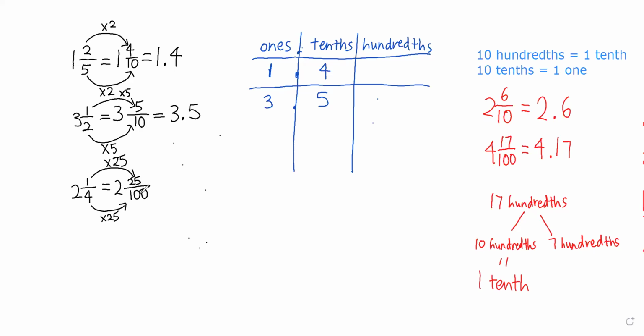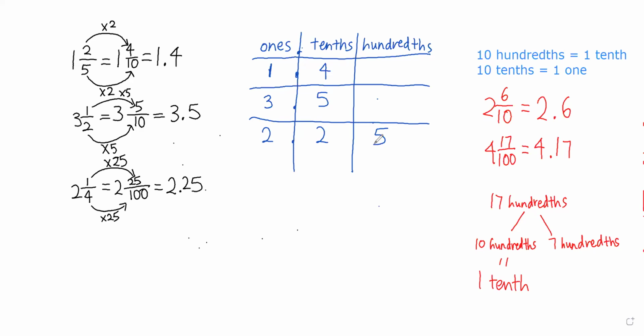Now looking at the examples on the right, can we convert this into a decimal? Okay, so we can. This is the same. It is 2 ones. 25 hundredths is the same as 2 tenths and 5 hundredths. So that will be 2 tenths, 5 hundredths. So if I were to put this into my place value chart, it will look like what we did just now. So 2 ones, 2 tenths, 5 hundredths. That's how we get 2.25.